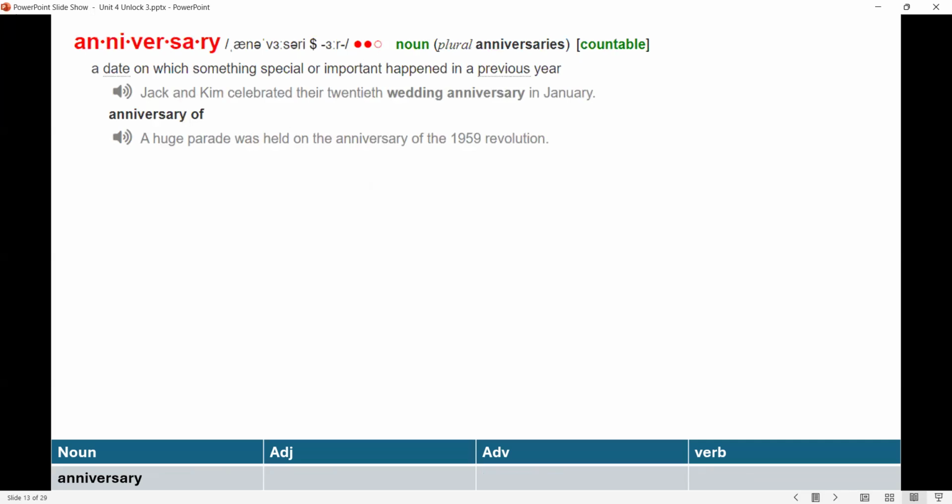Anniversary. Anniversary is a date on which something special or important happened in a previous year. We say anniversary of. Example, anniversary of the revolution or wedding anniversary. Jack and Kim celebrated their 20th wedding anniversary in January.